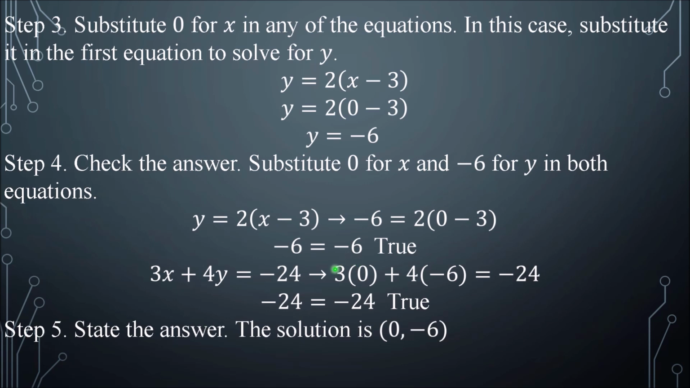Now for the second equation, 3x plus 4y equals negative 24. 3 times 0 because 0 is x, and then 4 times negative 6 because negative 6 is y. Simplifying all that, we have negative 24 equals negative 24, which is also true. Therefore, we'll proceed to step number 5. State the answer. The solution is 0, negative 6. Because 0, negative 6 satisfies both equations.